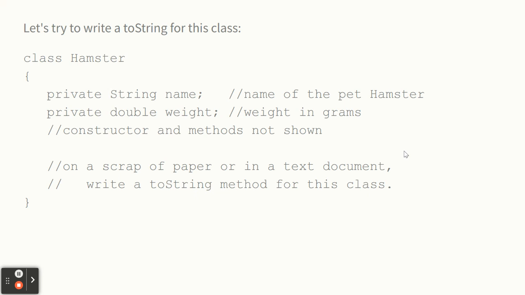No. This is a class. I gave you this class. We're just writing the ToString. And it says constructor and methods not shown. I'm sure there'd be a method called squeak. You call it, and the little hamster goes. Couldn't get any higher than that.